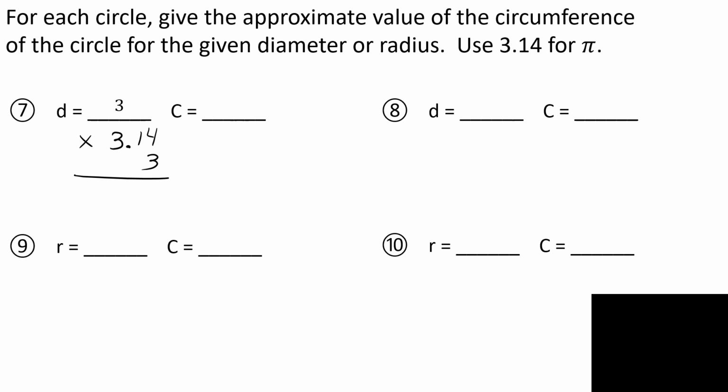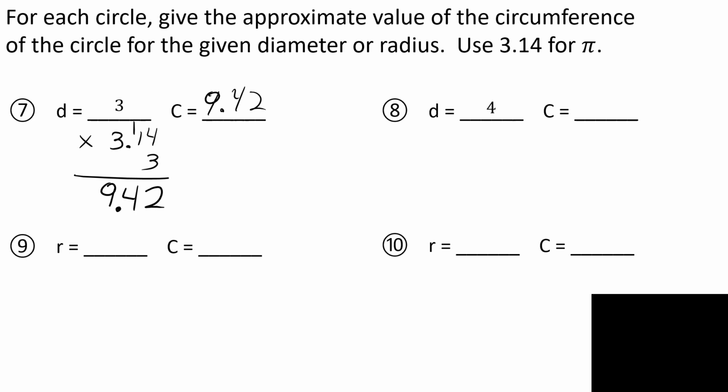So let's see, 3 times 4 is 12. Let's put down the 2, carry the 1. 3 times 1 is 3, plus 1 more makes 4. 3 times 3 is 9. Now, there were 2 digits behind the decimal, so I need 2 digits behind the decimal. So the circumference, 9.42. Right, that's the approximate value of the circumference of a circle with a diameter of 3.